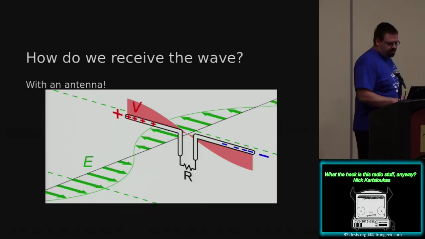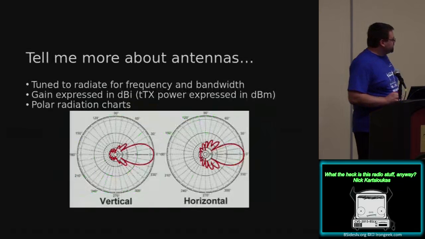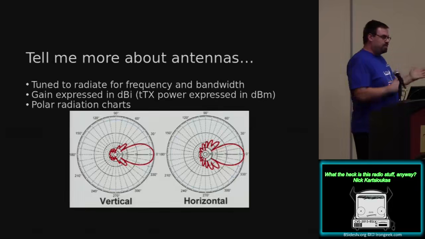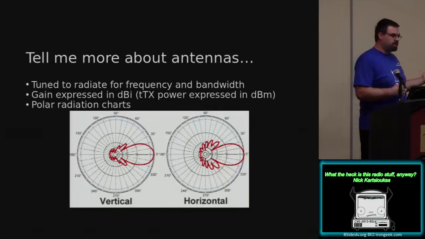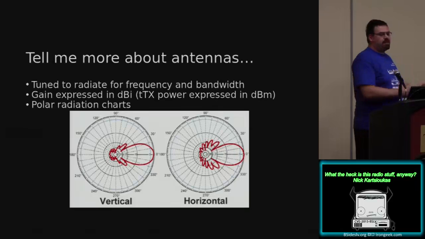Antennas themselves are pretty cool. They are, like I said, tuned to radiate or receive well at a particular frequency. They also have a certain amount of bandwidth specified. Bandwidth in RF is not the same as bandwidth in internet. It is literally just the width of the band. So if you have an antenna that's tuned for 200 megahertz and it has a bandwidth of 10 megahertz, it would cover from 195 to 205 pretty well.